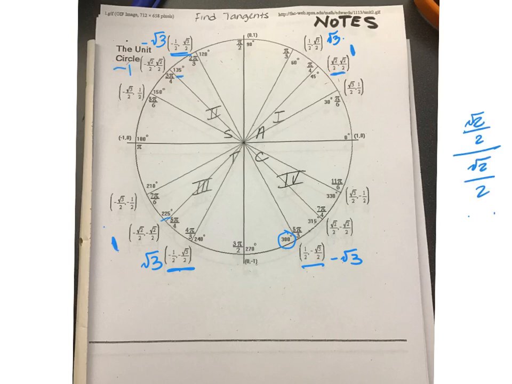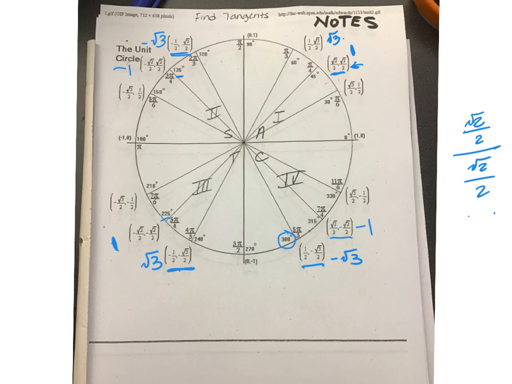So when we find the 4 corners, root 2 over 2 over root 2 over 2 equals 1. So the tangent of 45 is 1. The tangent of 135 is negative 1. The tangent of 225 is positive 1 because a negative over a negative is a positive. Got it? And the tangent of 315 is what? Down here. Negative 1. So now we have those 2 done.